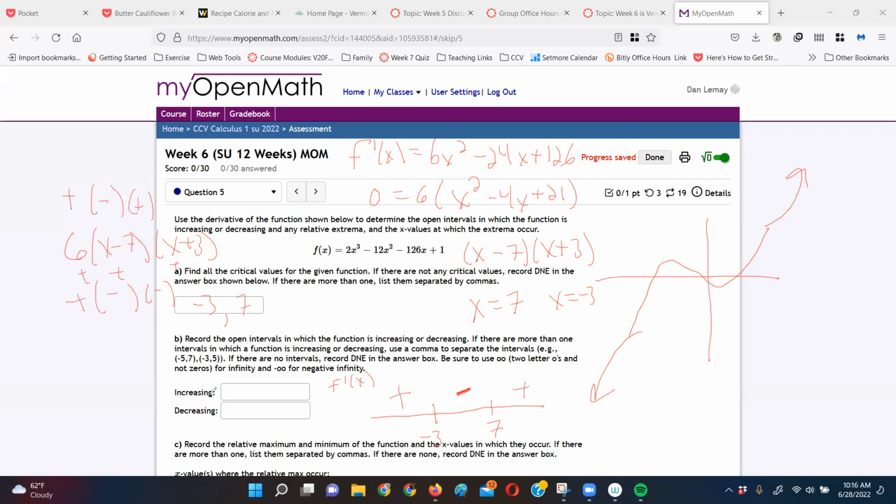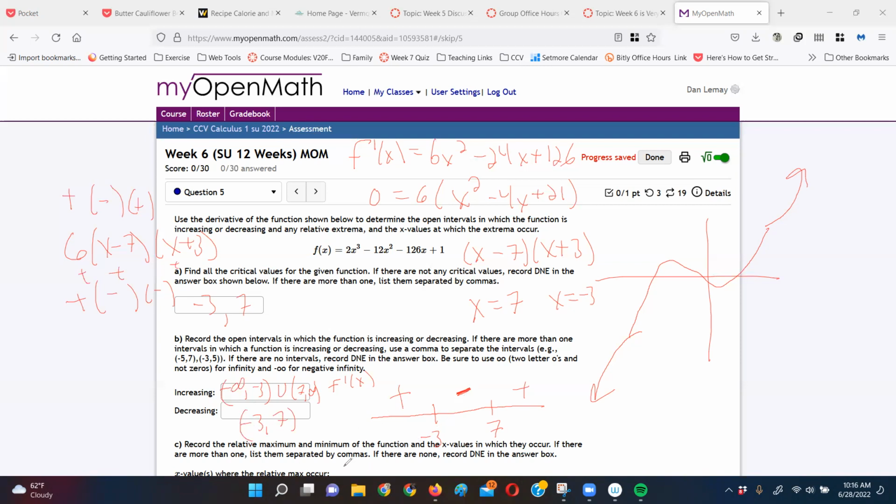This function is increasing from negative infinity until negative 3. And then do they want to use commas or the union symbol? Looks like they want a comma here, though on paper I would write the union of 7 to infinity. And then when is it decreasing? Between negative 3 and 7, because the derivative is negative.